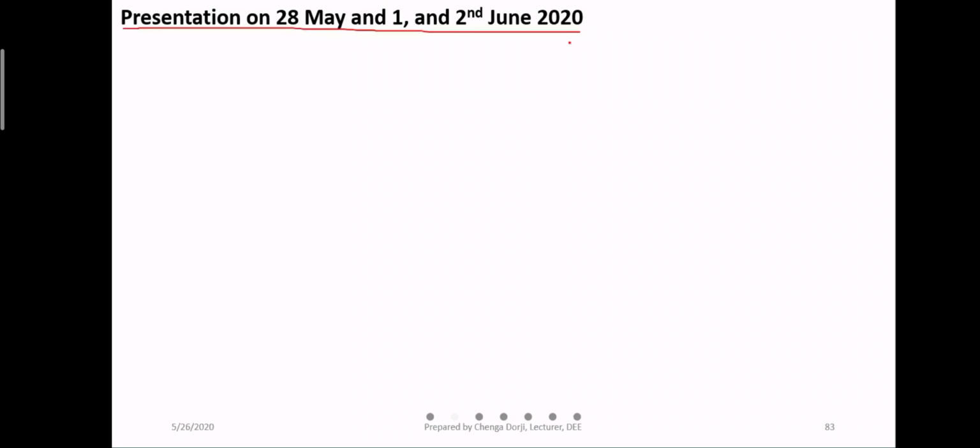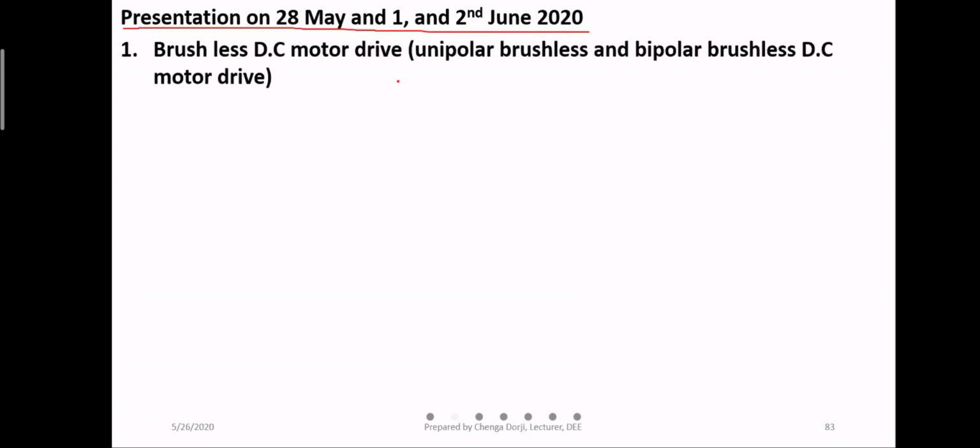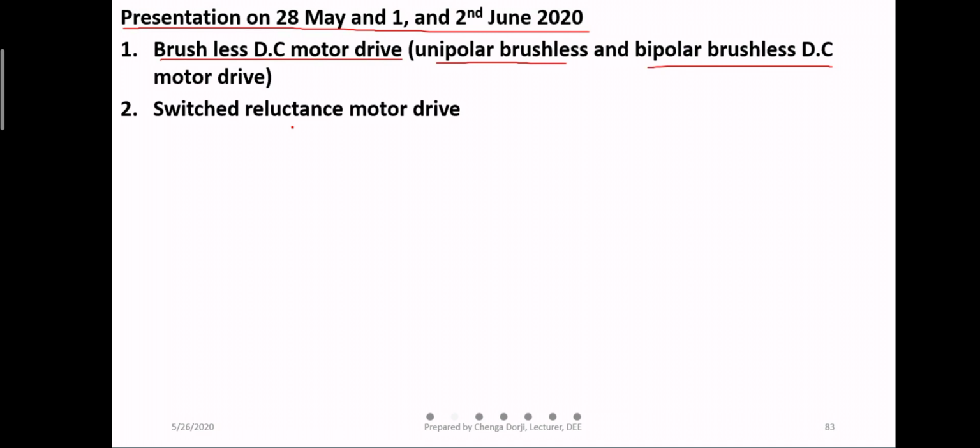Now there are two more topics which I will give you as presentation topics. The first one is the brushless DC motor drive, where you have the unipolar brushless DC motor and then the bipolar brushless DC motor drive. Everyone please prepare it. I will pick randomly and you have to present it. The presentation should be around 10 to 15 minutes. The second one is the switched reluctance motor drive, the SRM drive.